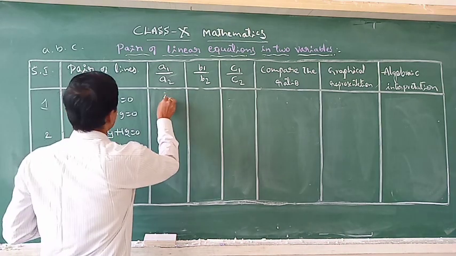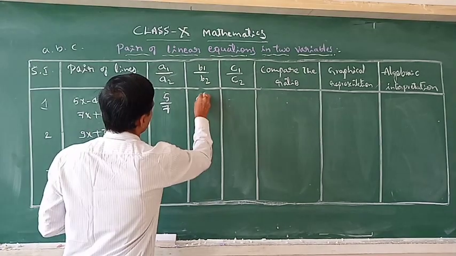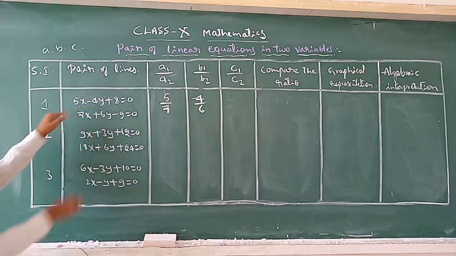So what happened here? 5 divided by 7. The next one is 4 divided by 6, because here B1 is minus 4.